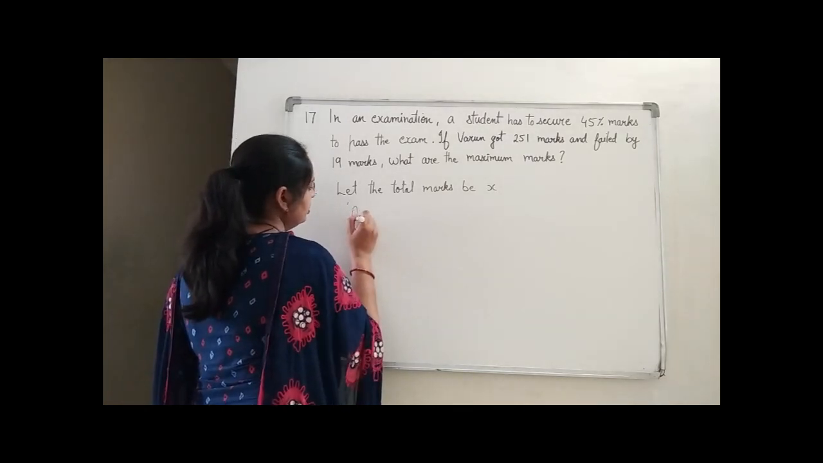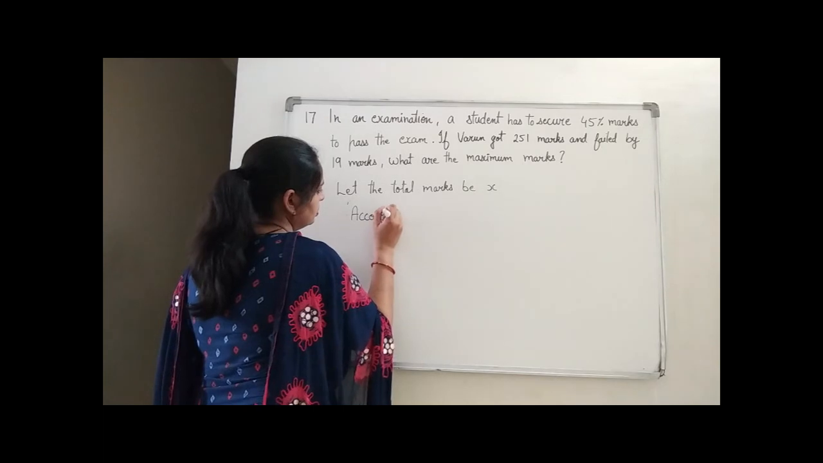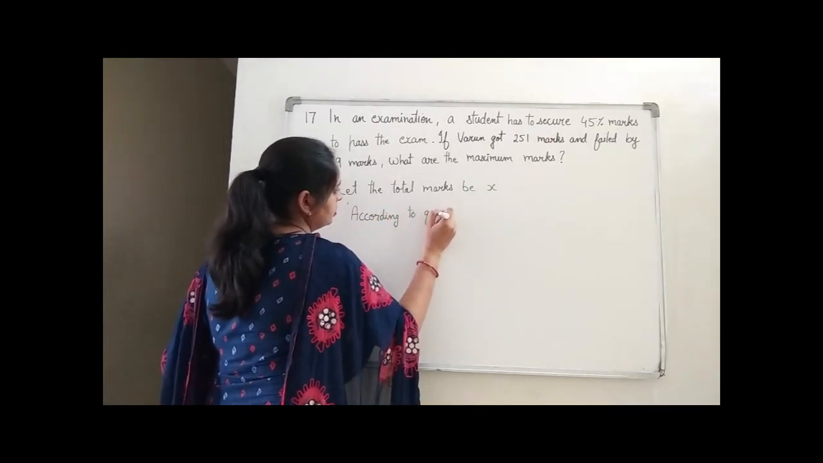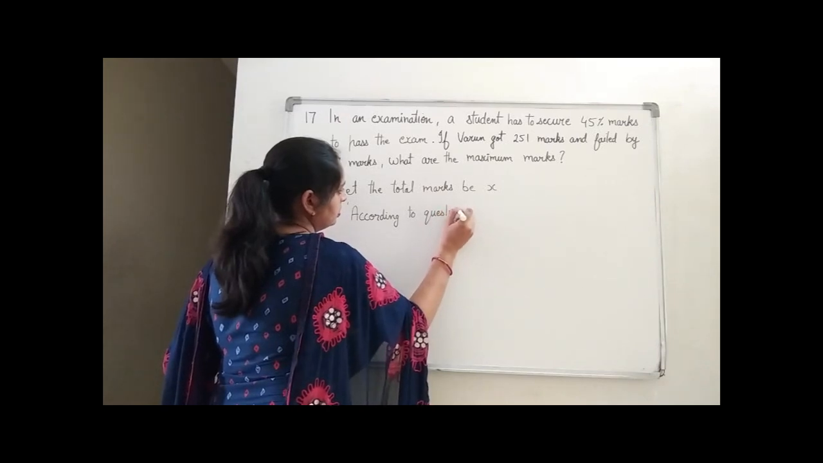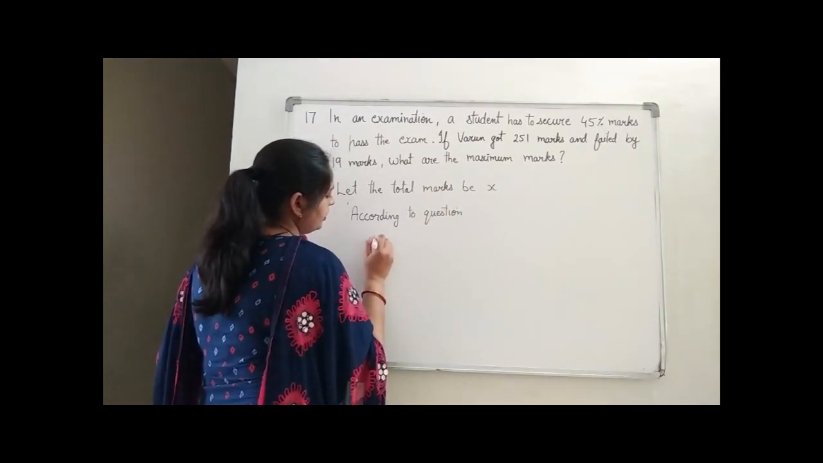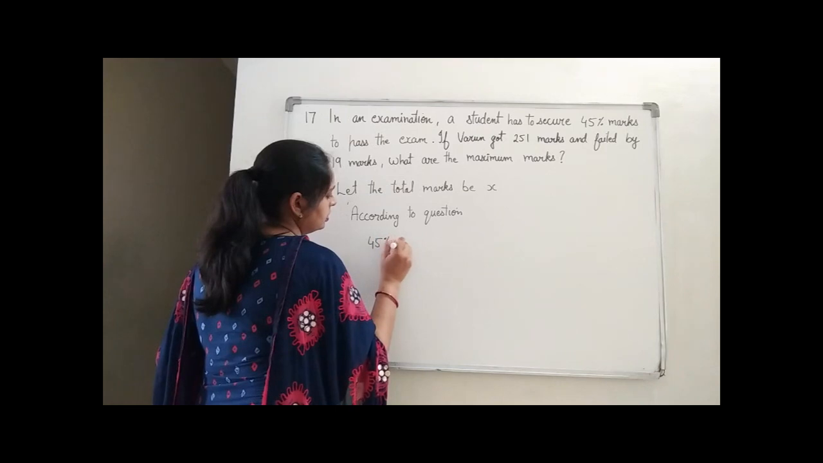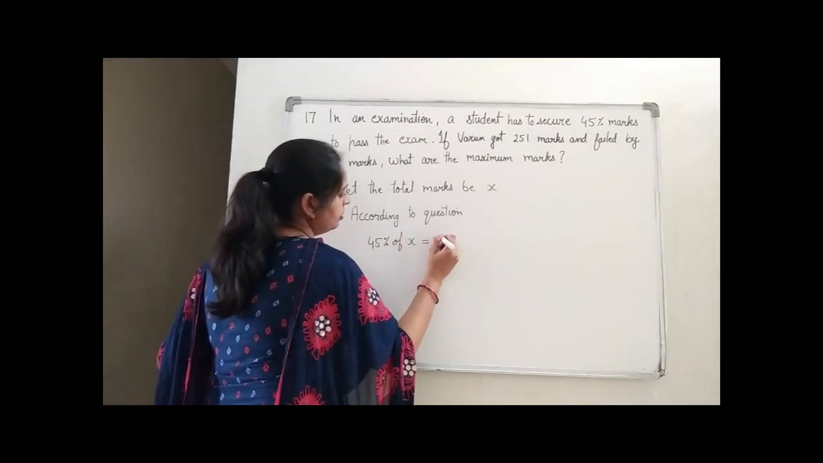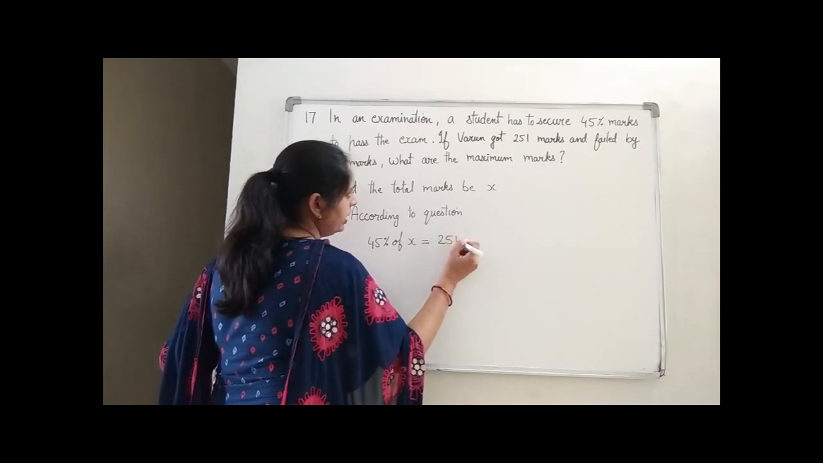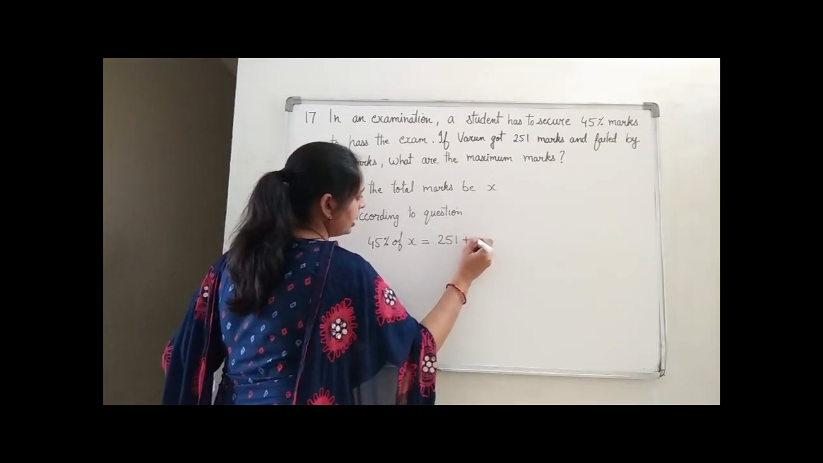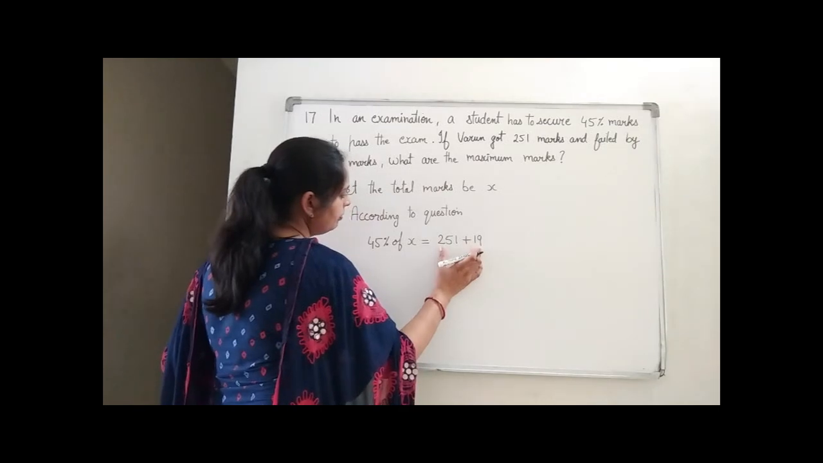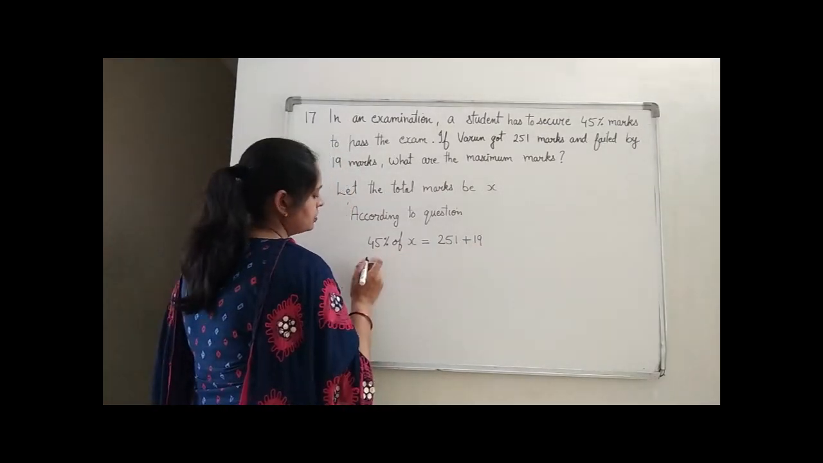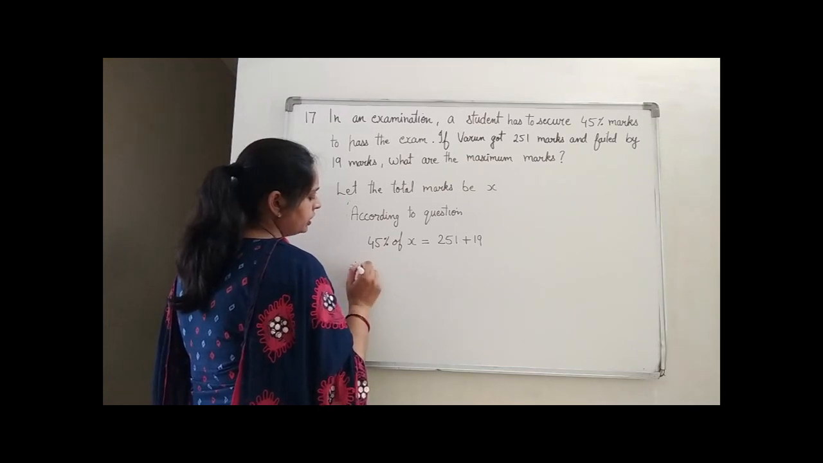So according to the question, 45% of x is just the passing marks, and Varun has secured 251 marks and failed by 19 marks. So if we add 19 to this, that will be the passing marks, and 45% of x is also the passing marks. So these both will be equal. We can get the value of x from here.